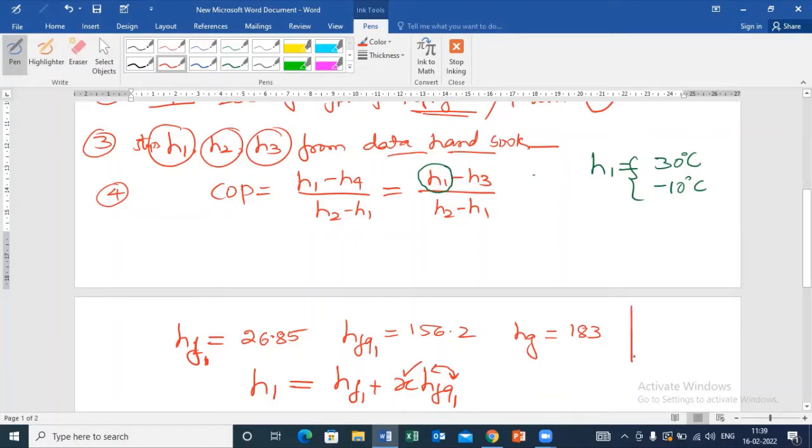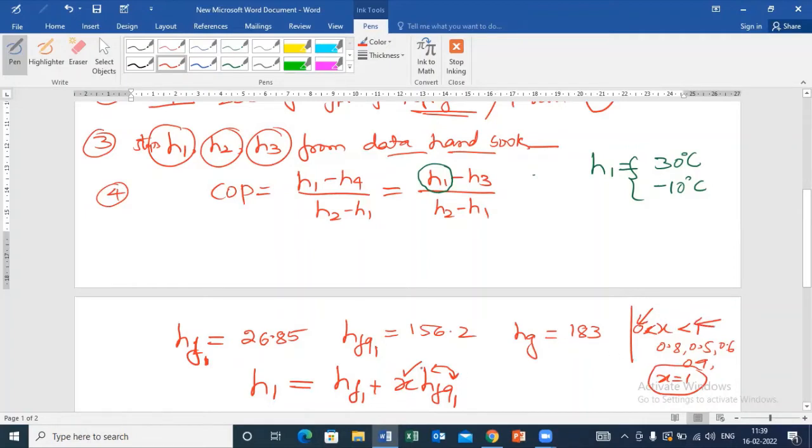Wet means X value is less than 1 and greater than 0. We don't know how much it is. It may be 0.8, 0.5, 0.6, 0.9, whatever may be. If it is dry, X is equal to 1. If it is wet, we don't know the value, but it lies between 0 and 1. And if it is liquid, X is equal to 0. This is for liquid condition, this is for dry condition, and between these two, that is for wet condition.